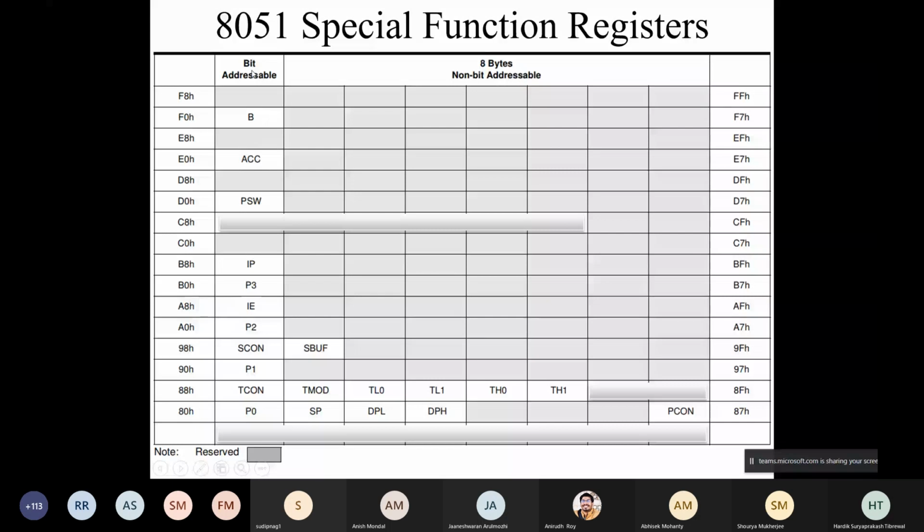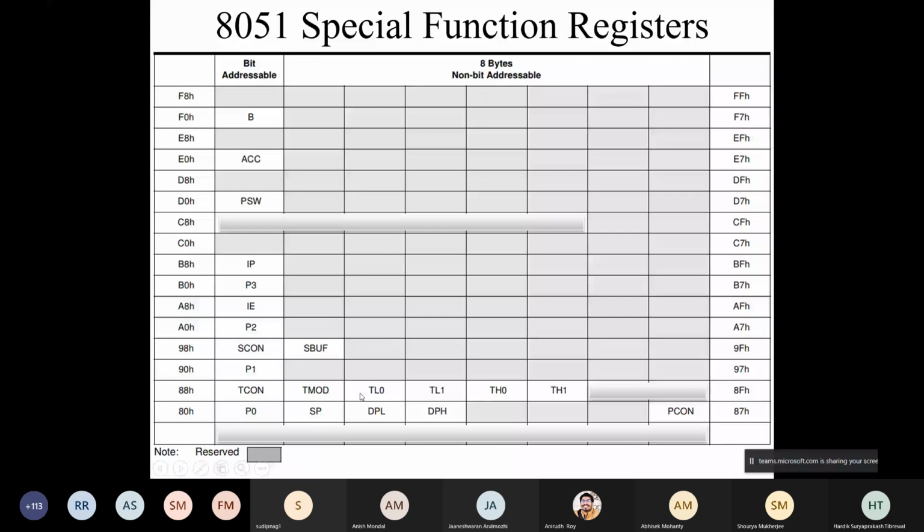So look at this. Some of these are bit addressable. Bit addressable means all 8 bits can be addressed one by one by related instructions. Whereas you can look at some other registers like TMOD, SP, and so on. So these are not bit addressable. These are all byte addressable. That means 8 bits at a time should be addressed simultaneously.